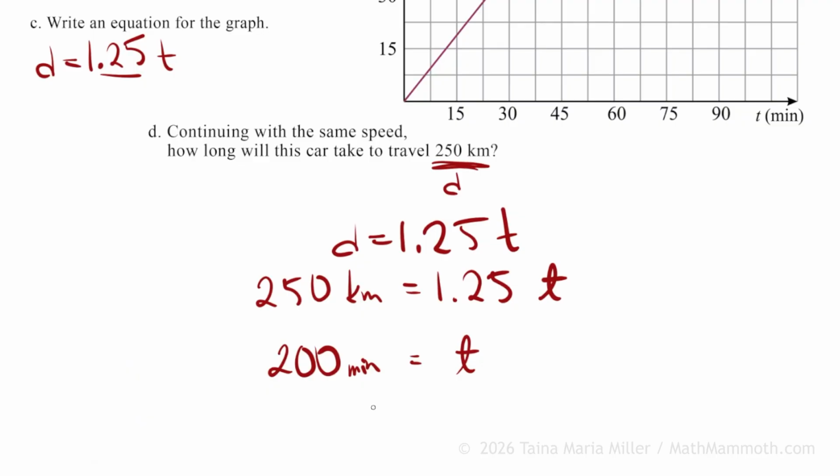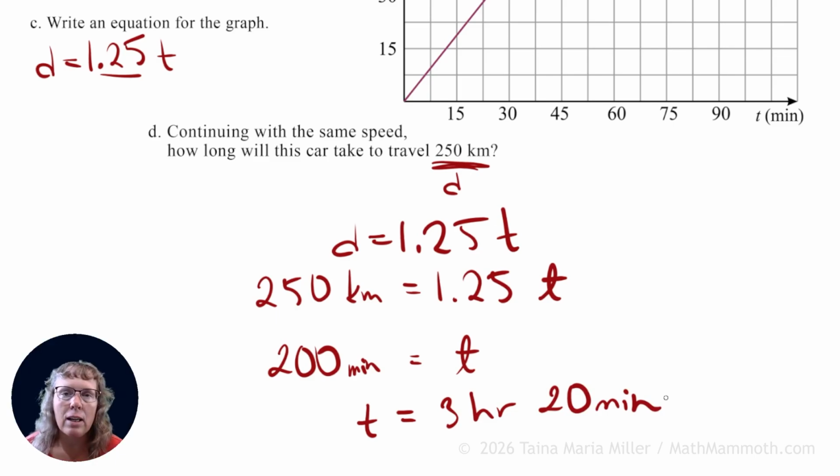So that would be about 3 hours. 3 hours is 180 minutes and then 20 minutes after that. So that's how long this car will take to travel 250 kilometers at this speed, which was 75 kilometers per hour.